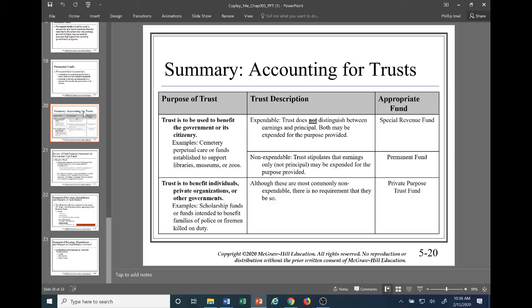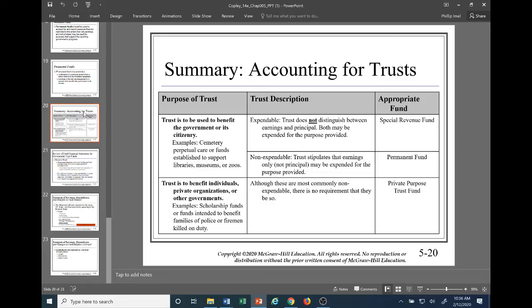Now let's look at the trust description. Although these are most commonly non-expendable, most of them are going to be non-expendable, right? There's no requirement that they must be so. That's just something to know, okay? There's no requirement that it has to be that way. So the appropriate fund, in this case, if it's to benefit people, other governments or other individual groups, special interest groups and stuff, we're going to use a private purpose trust fund, remember?